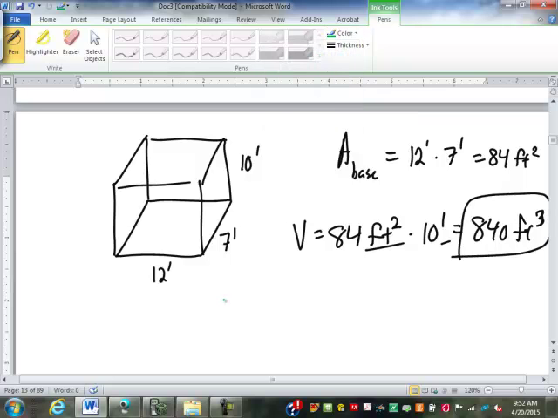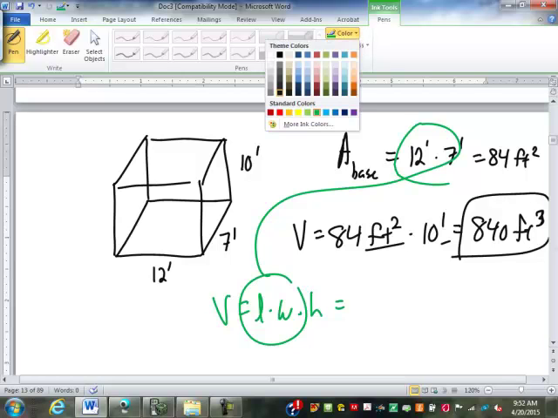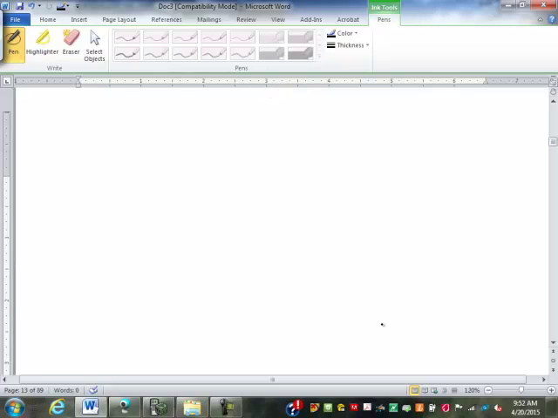Now that's the formula most of you have seen: the volume of a box is length times width times height, because the area of the base is just length times width. And it works out that way. But there's a very good reason why I define volume like this instead of as length times width times height. First of all, I'm going to have you guys try one.